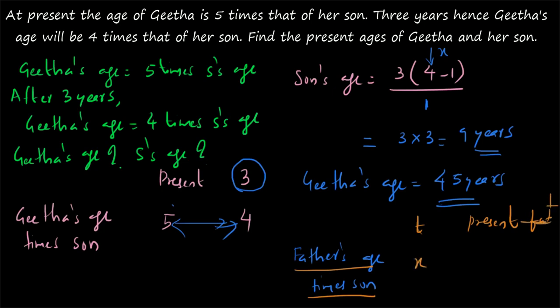Then you can write the number of times, X and Y. Son's age will be equal to T into X minus 1 divided by X minus Y. If you are talking about the future, and you are writing X here, that is, T years after father's age will be X times that of son, then son's age is equal to T into X minus 1 divided by Y minus X. Always it should be positive. Whatever equation you are writing, son's age should always be positive. There should not be any negative sign. So that way you can easily remember: you just subtract the number of times, the greater one minus the lesser one. Always it should be positive.